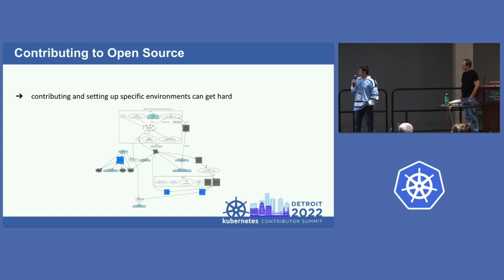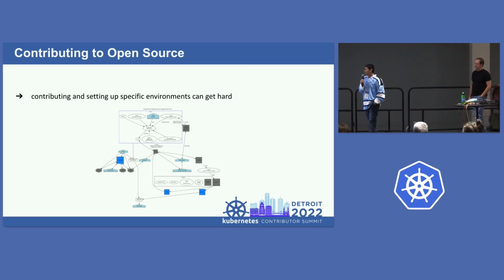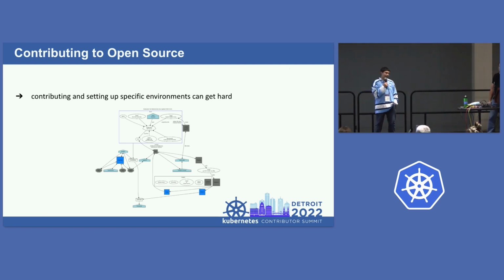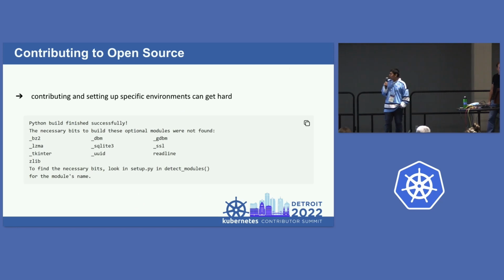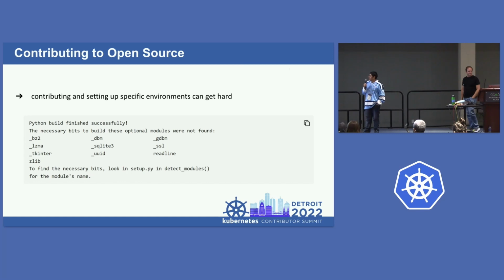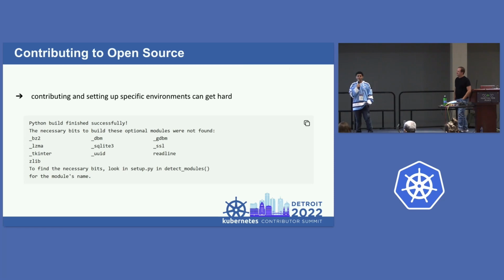And this is just one of the architecture diagrams for one of the Kubernetes projects. Setting up the environment for something like this could be pretty hard. This is also another example. I was trying to build GCC, and have you tried building GCC or CPython? If you have tried building it, you know it's a lot of work. Let's just leave it at that. This was actually me trying to build CPython and failing successfully.